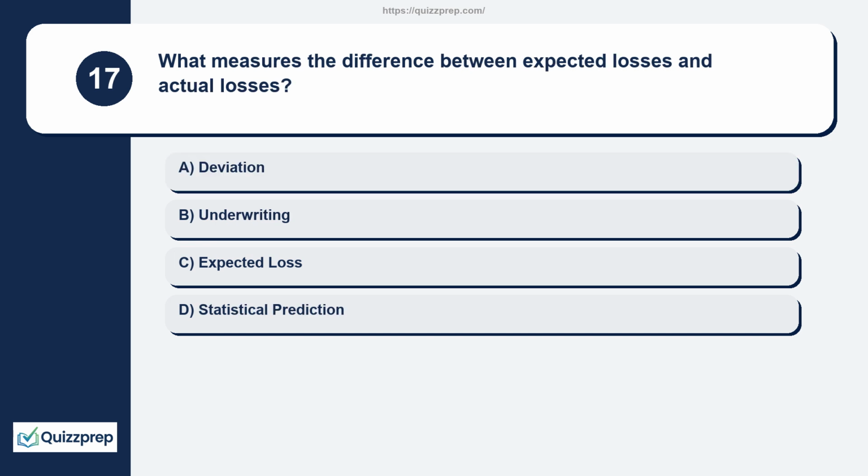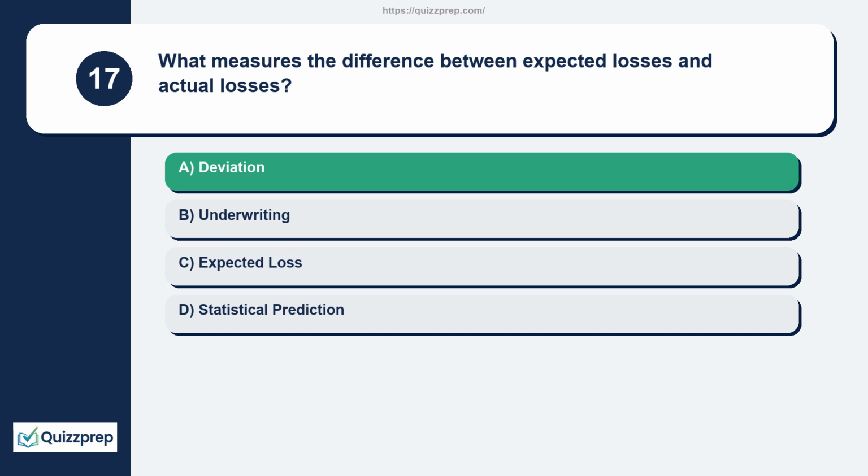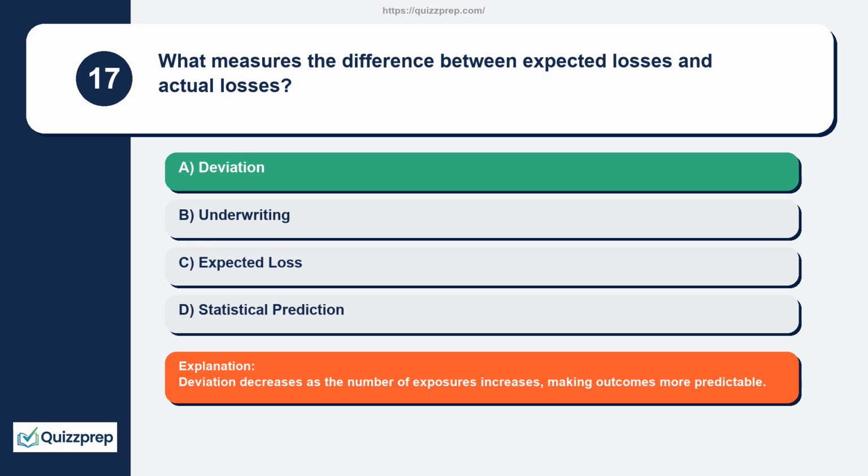Question 17. What measures the difference between expected losses and actual losses? Deviation, underwriting, expected loss, statistical prediction. Deviation decreases as the number of exposures increases, making outcomes more predictable.